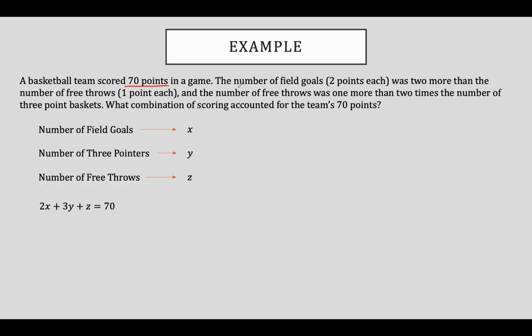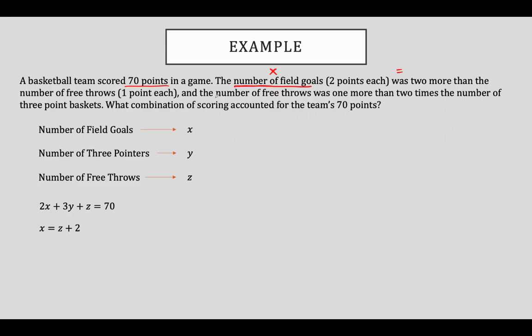That will give us our total number of points. Let's now look at the second sentence here. The number of field goals, which we represent as the variable x, was can be translated into equals, x equals two more than the number of free throws. Well, the number of free throws is z, which means x is going to equal z plus 2, two more than the number of free throws. There we have a second equation.